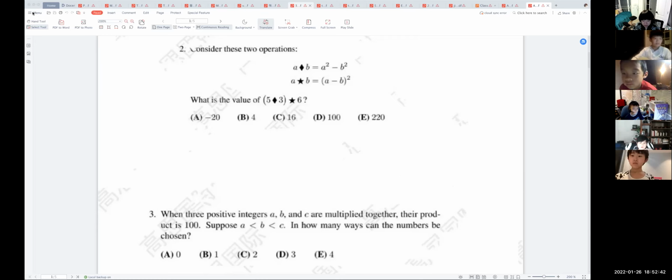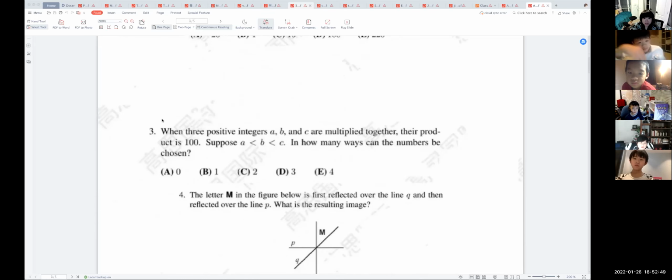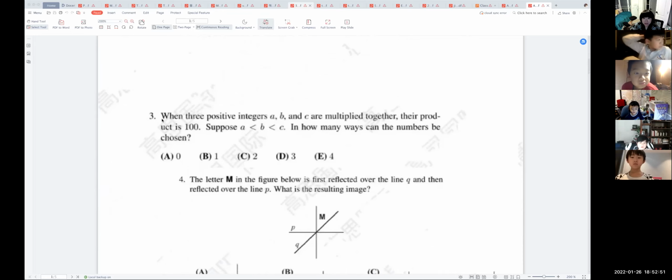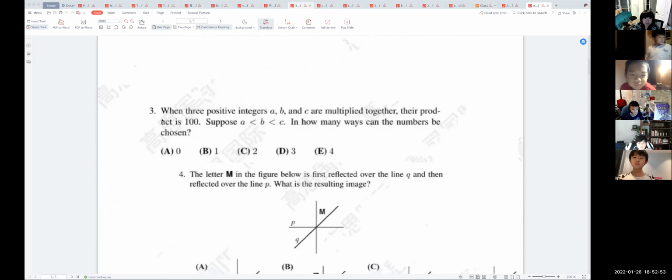这道题目是不是也挺简单的，对吗？好，我们现在来看第3题。When three positive integers a, b, and c are multiplied together, their product is 100. Suppose a is smaller than b and smaller than c. In how many ways can the numbers be chosen?